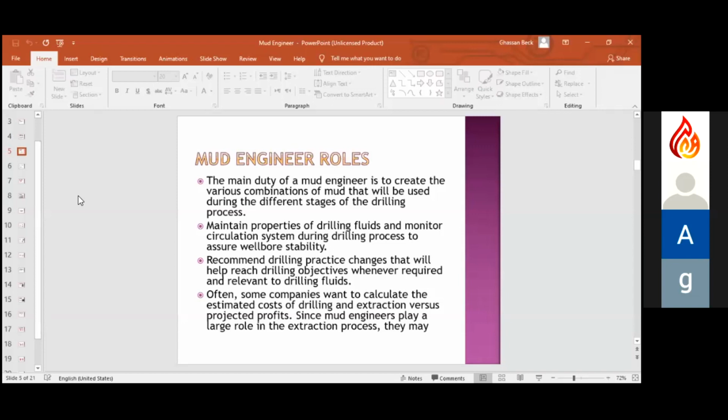Another role is to maintain the properties of the drilling fluid and monitor the circulation system during the process to assure wellbore stability. Here we are talking about creating the mud and then maintaining its properties by treatment. When you make the test, you know what the change is, and you have to add some chemical or do something to maintain your properties as required.